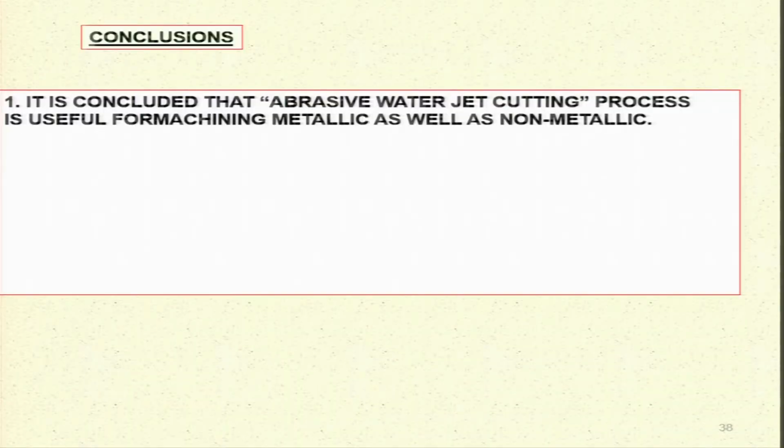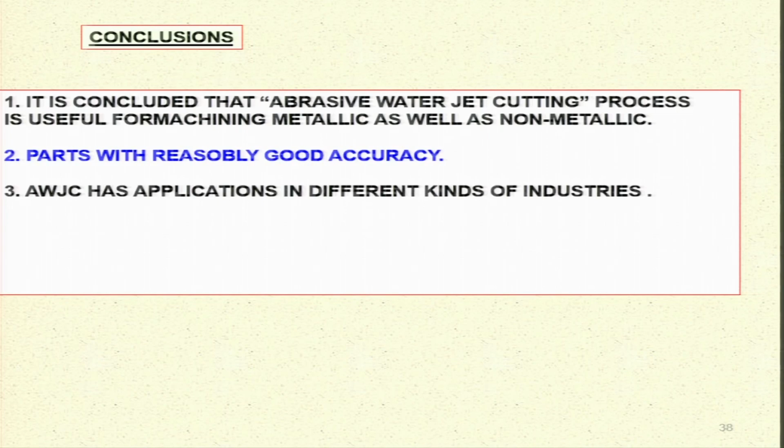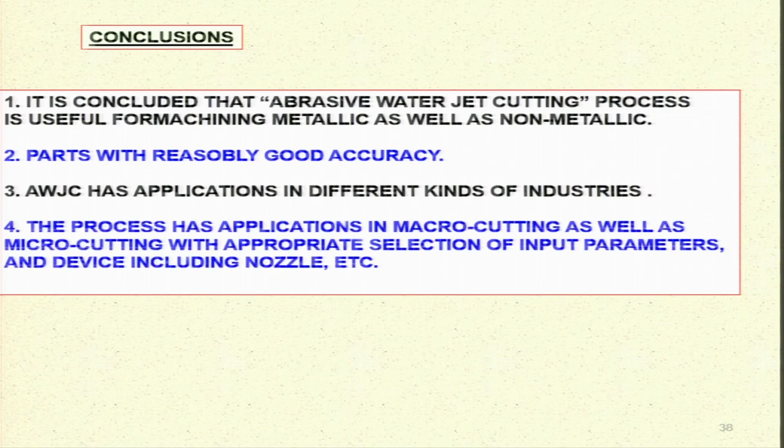Conclusions. It is concluded that the abrasive water jet cutting process is useful for machining metallic as well as non-metallic materials. Parts with reasonably good accuracy can be machined. Abrasive water jet cutting has applications in different kinds of industries. The process has applications in macro cutting as well as micro cutting with appropriate selection of input parameters and devices including the nozzle, etc.